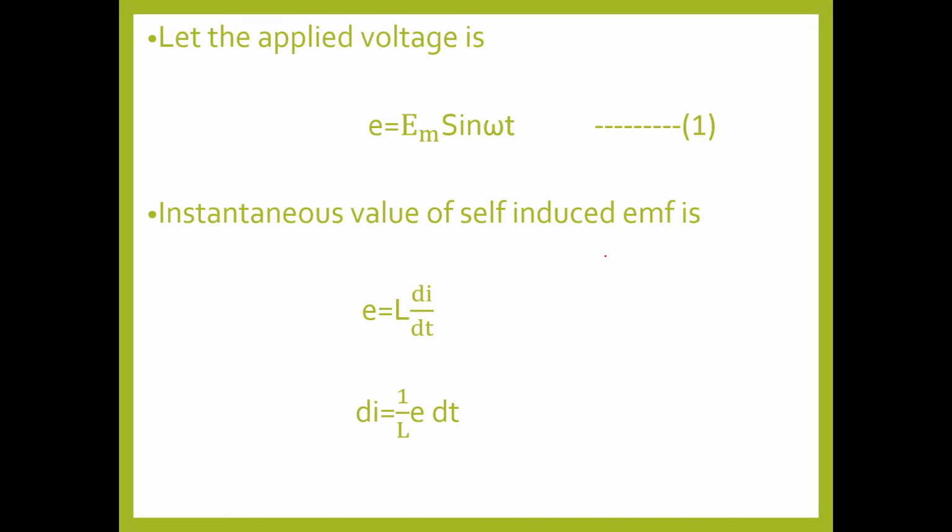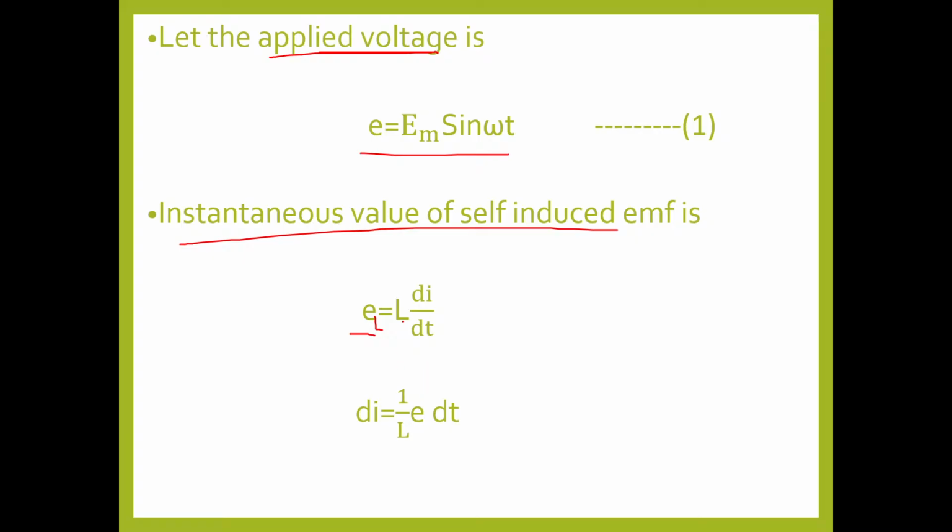Now, what is our applied or supply voltage? That is E equal to Em sin omega t. The voltage that is induced across the inductor, I can write as EL. It is better to write EL, since it is more specific that it is the voltage across the inductor. EL is equal to L into di by dt.